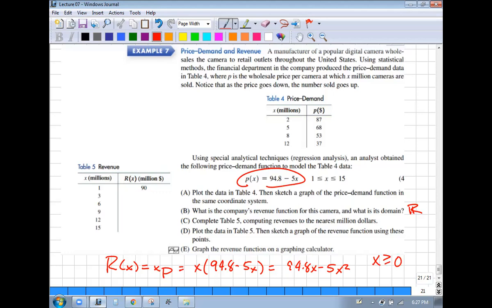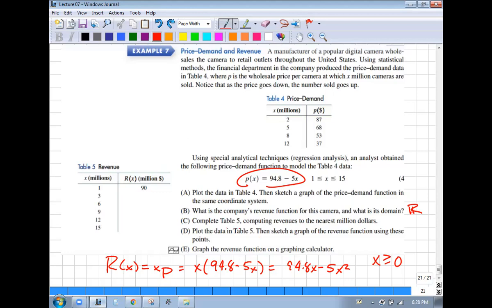Now the range is different. I mean, the revenue, really what we want to know is the range, right? How much money can we get out, right? Sure, the domain is interesting. How many items can I make? I can make any number of items I want, right? I can make 10 billion cameras, but what I want to know is the range. So I guess we'll get to that in section 2.2.